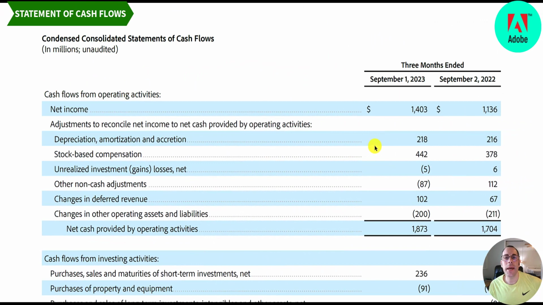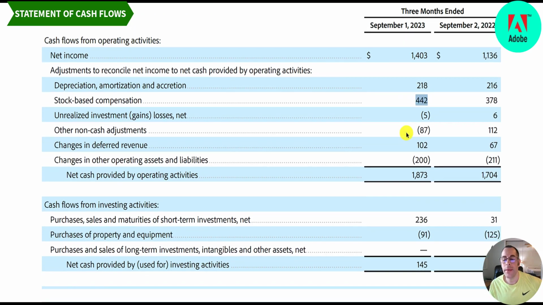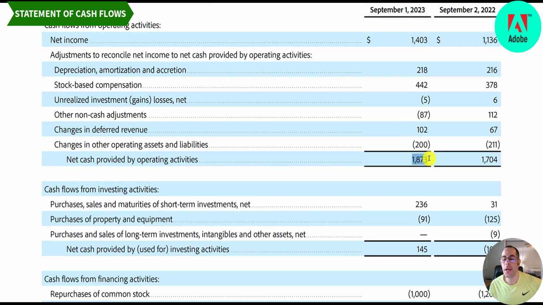Let's look at the statement of cash flows. So for the most recent quarter, their net income was 1.4 billion. Then when you add back the non-cash items on the income statement, stock-based compensation is a big one, 440 million. They actually generated $1.9 billion of cash flow, higher than $1.7 billion last year.